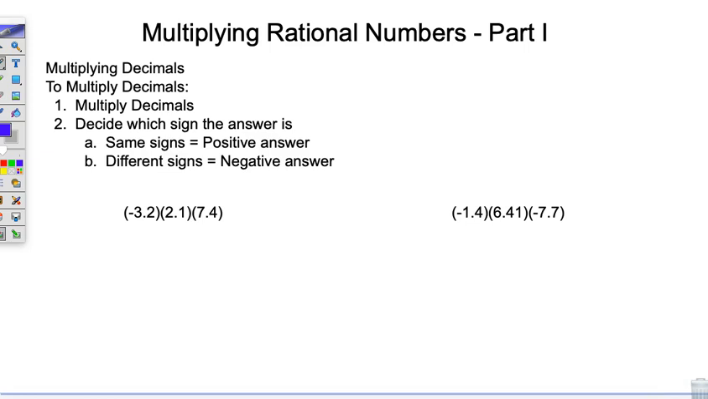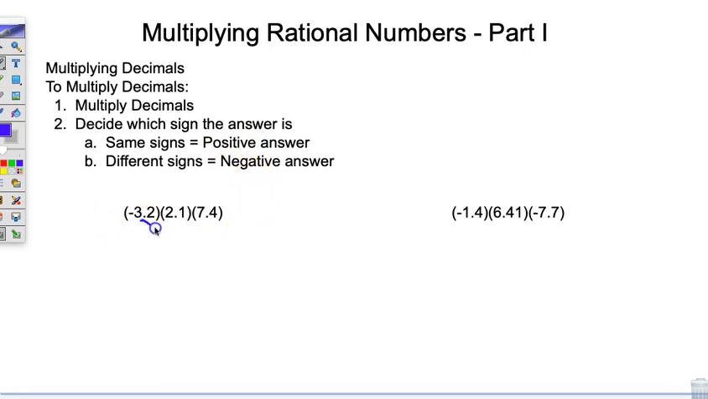Okay, so let's take a look then at some more. And this time we don't just have 2 numbers we're multiplying, we actually have 3 in both examples. So we can do what we did in the multiplying integers video. We started by multiplying the first 2 and then we multiplied the third one. The rules are still the same. When you have the same signs, it'll result in a positive answer. If you have different signs, it's a negative.